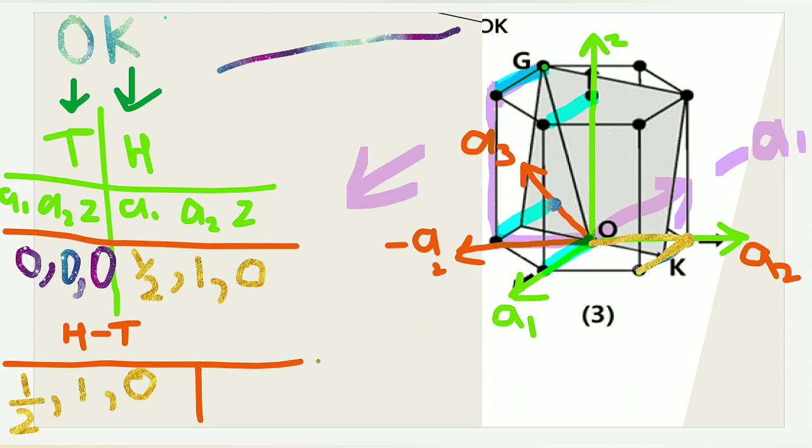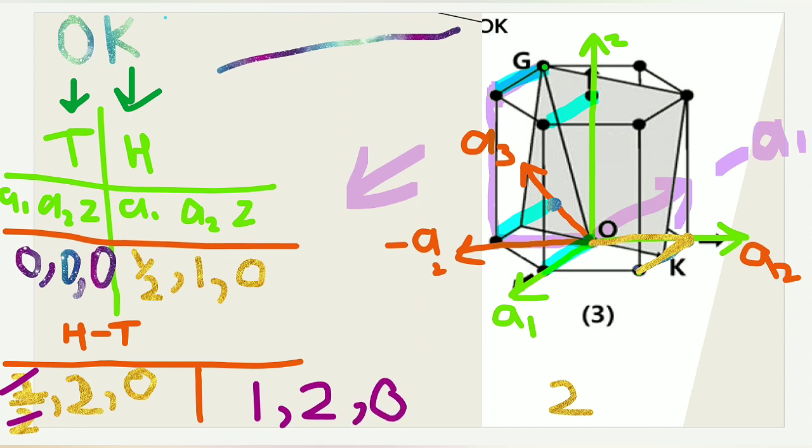We have to remove the fraction. LCM of denominator: in denominator, we have 2 as the only candidate, and LCM of 2 is simply 2. We'll multiply each of these indices with 2. Multiplying 0 with 2 will result 0 again. And 2 divided by 2 is 1, so we are left with 1 here. And multiplying 2 with 1 gives 2. That is why I directly wrote 2 and 0. These are the Miller indices for OK direction.